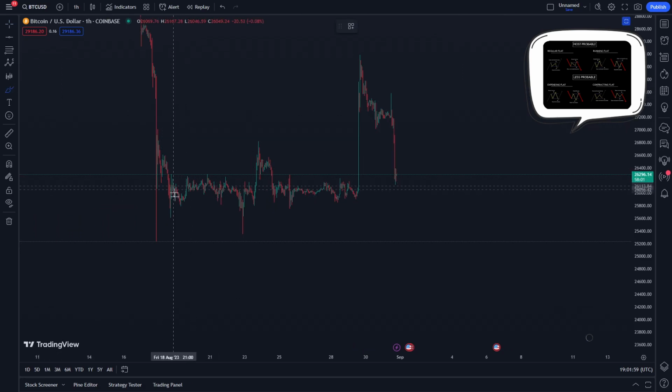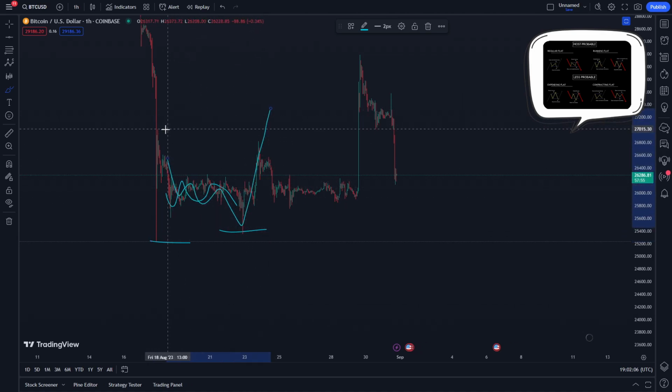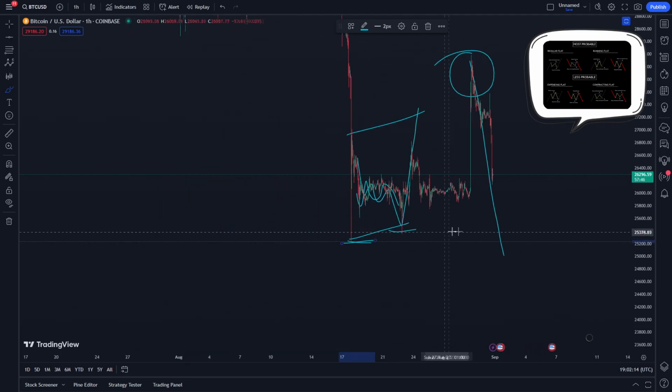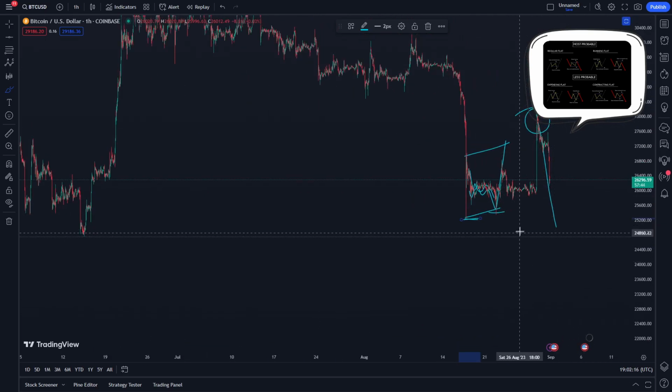And especially since this correction went that low, near this low, it went pretty deep, so it would be weird to have a pump that starts off that way. Most likely people are going to take this top as an exit to get out of the trade or to short the market, and then this will go down.